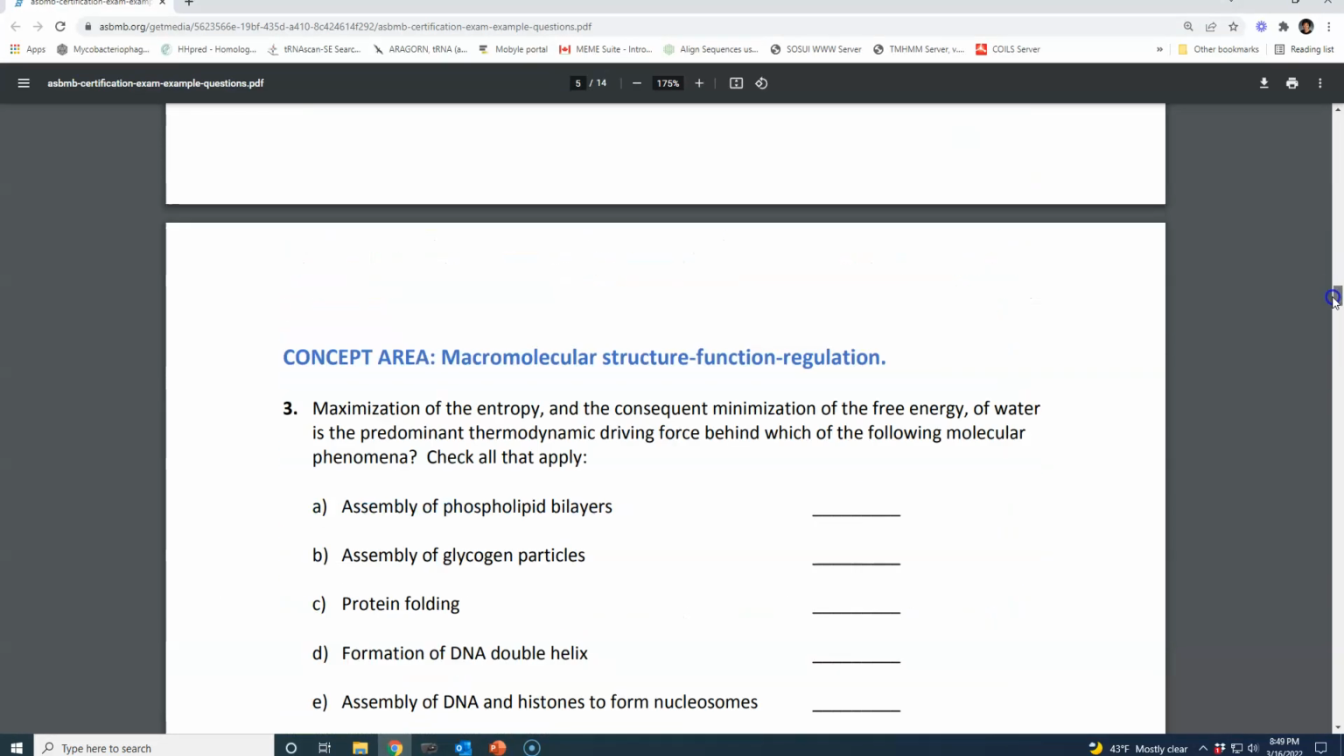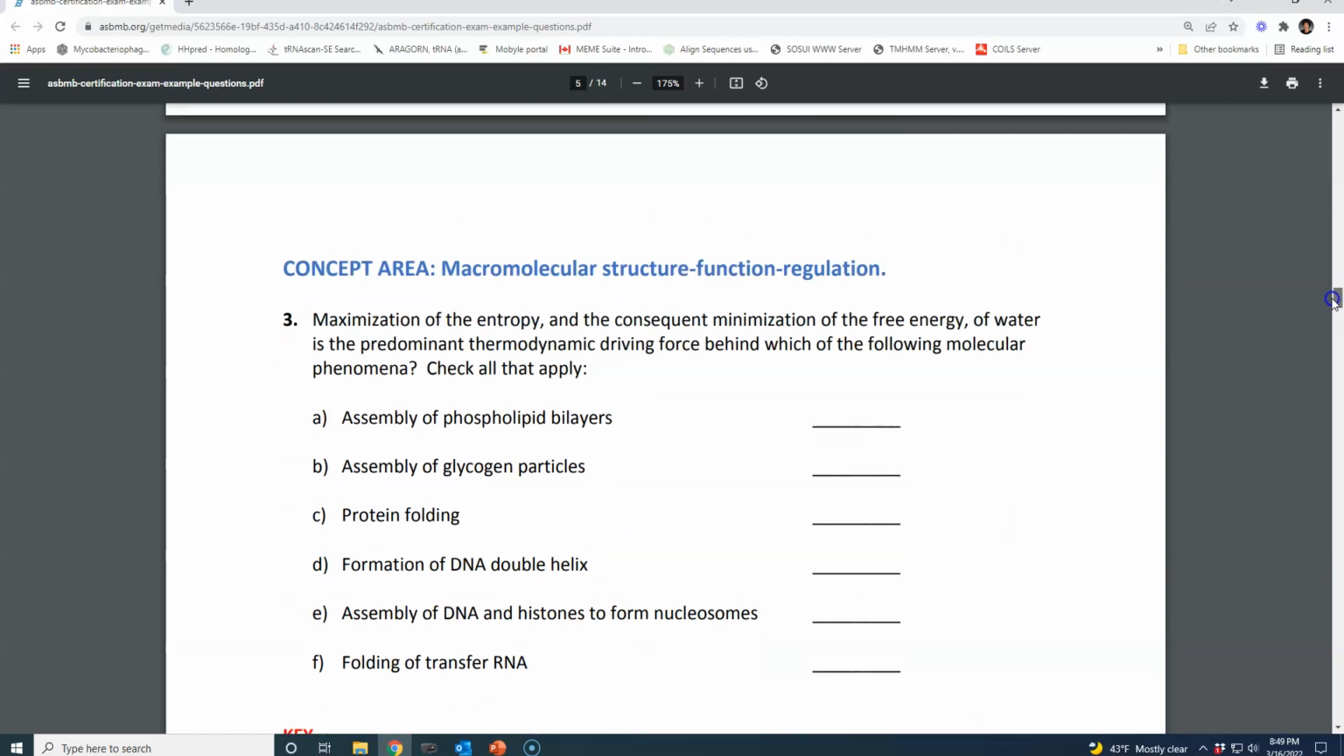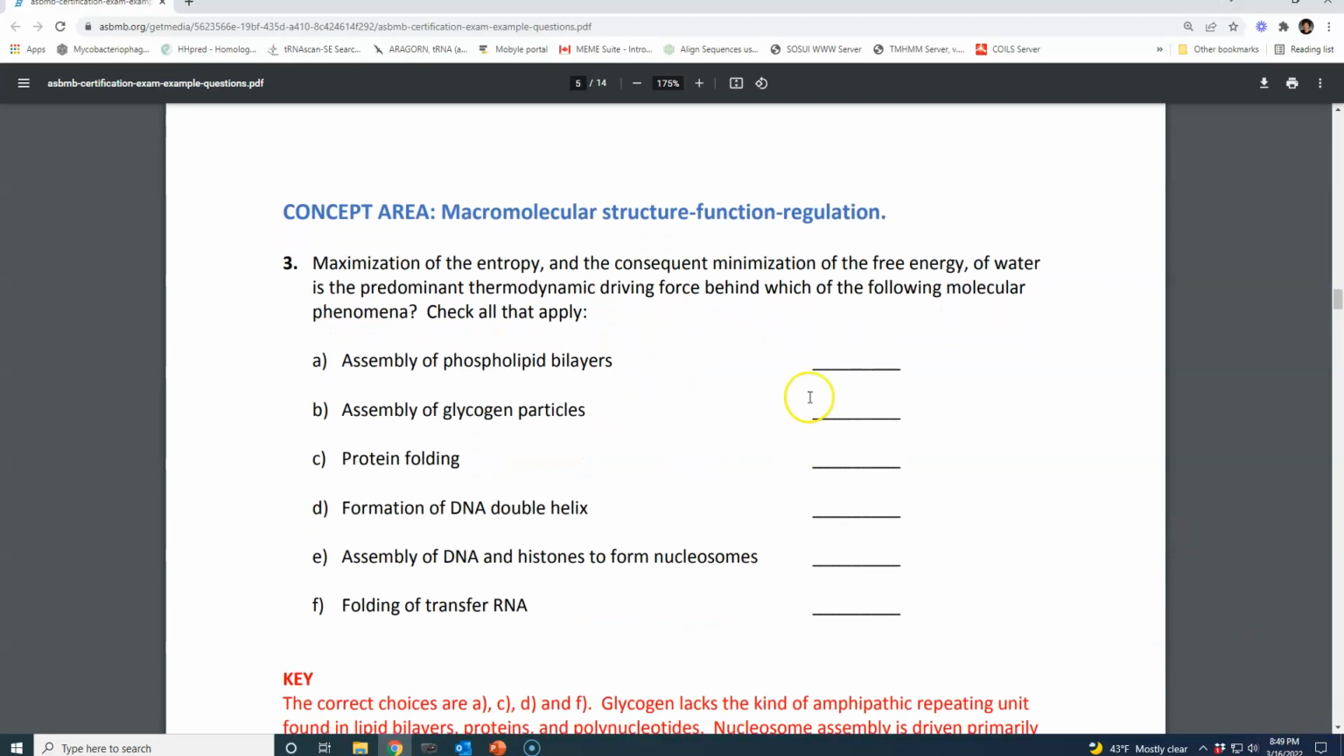Okay, so here we are given the macromolecular structure function regulation. And I hope that when you can see this description right here, that the hydrophobic effect is what you should be thinking is going on here. So the correct choices are A, C, D, and F. So phospholipid bilayers, protein folding, and folding of transfer RNA.